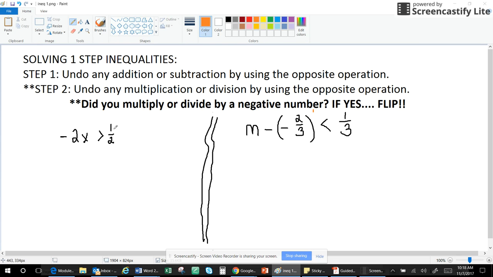So this first one, we have negative 2x greater than a half. So looking at this, we would say, okay, I need to divide both sides by negative 2. But we run into this issue on the other side where if we divide by negative 2, we don't really have a way of dividing a fraction by a number. But what we should remember is dividing by 2 is the same thing as multiplying by a half.